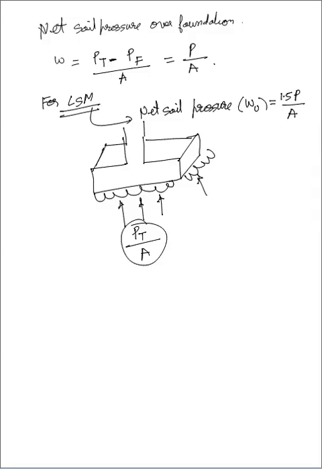But some force will also act from top to bottom. So this will be PF upon A. See, the area is common, so area is same for both, but PF is the weight of foundation, that we know. So net will be PT minus PF divided by A. So the numerator will be capital P and the denominator will be A.